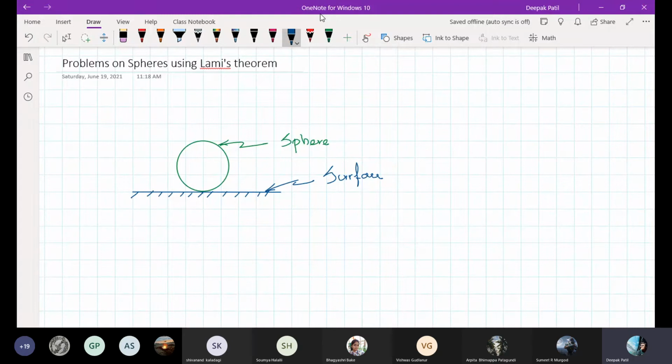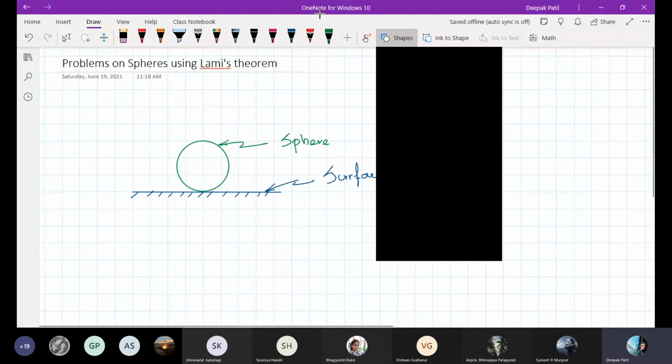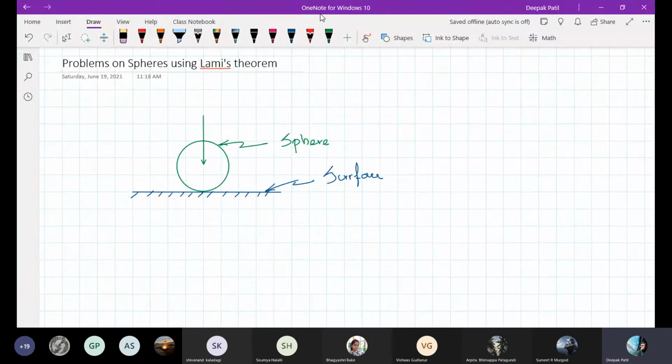Now this sphere is made up of some material, so because of that, it will have some weight. Do you agree? That weight will be acting downwards because of the acceleration due to gravity, and it will pass through the center of the sphere. Now, when the sphere is resting on a surface and it has its own weight, there will be an equal amount of reaction.